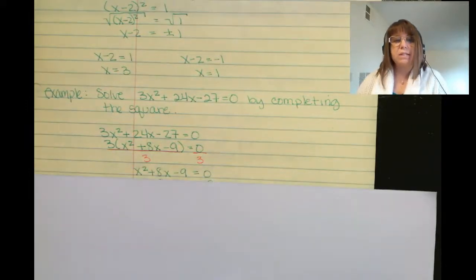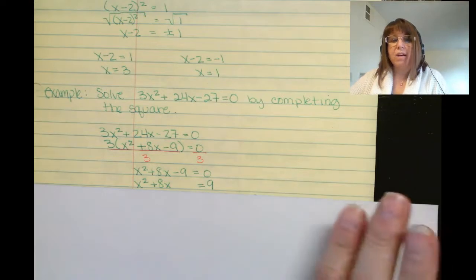That will result in x squared plus 8x minus 9 equals 0. You might think, oh, I can factor this. You can. I understand you can factor this. But let's use the completing the square method.